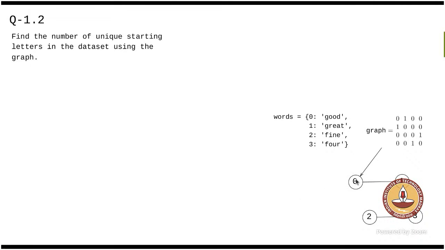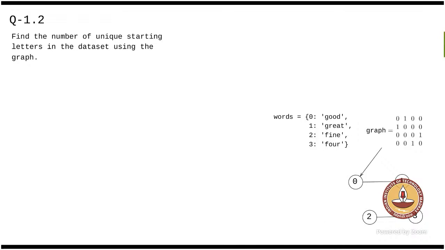So 0, 1 is connected. If you look at a particular letter and look at all the nodes that share the same letter, they'll all be connected. Do you agree? Yes, sir. So all the words that start with a particular letter will be connected. Likewise, all the words that start with a different letter will also be connected. Yes, sir.